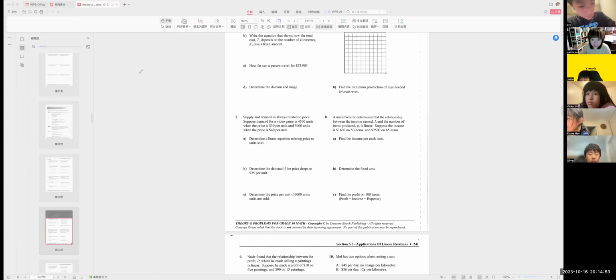Okay, so let's take a look at this one. So you have to understand 45,000 is a unit, right? And the price is based on the unit. So that's why the price is Y and the unit is X.